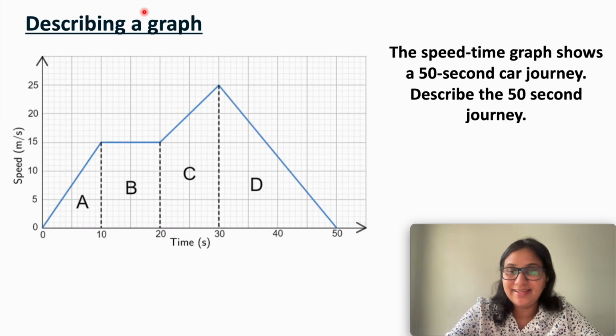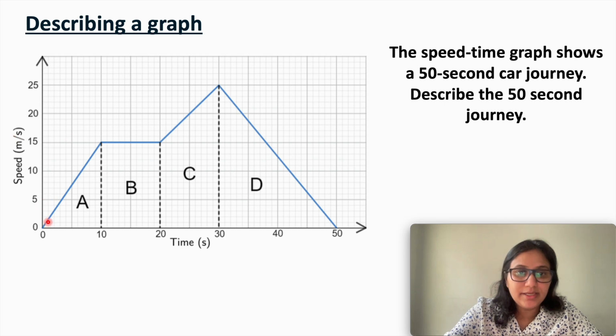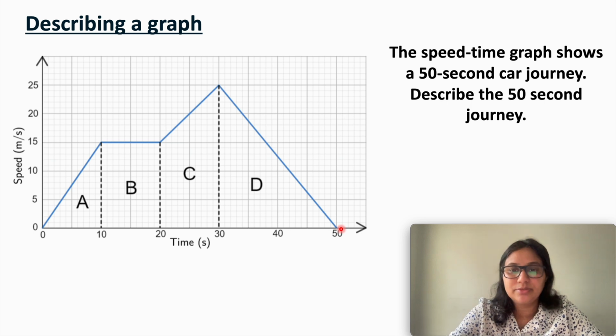The question here is, the speed time graph shows a 50-second car journey. Describe the 50-second journey. You can see here, time is along the x-axis, speed is along the y-axis. The car started from 0 meter per second at time t equal to 0. It reached 15 meter per second. Then it traveled in a straight line, that means with a constant speed. Again it accelerates, then decelerates, and finally reaches 0.